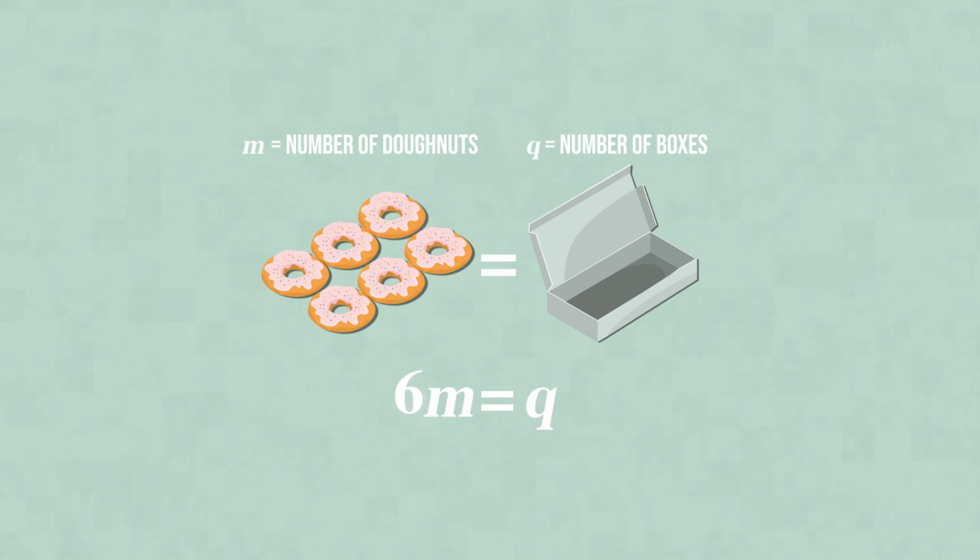6M equals Q doesn't have direct linguistic translation to donuts and boxes, so they will have to think about the mathematical relationship, which is that there are actually 6 times as many donuts as there are boxes.